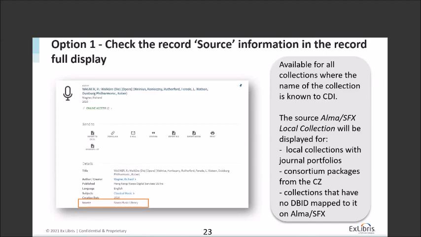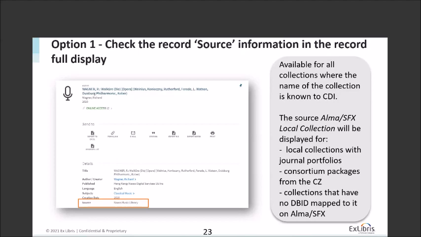A third case in which you will see this indication is for collections that have no DBID yet mapped to it in Alma SFX. This is a small subset of our community zone collections, and we're again working on making sure they have a DBID mapping, but if they don't have it yet, that will be why you will see this indication, Alma SFX local collection.